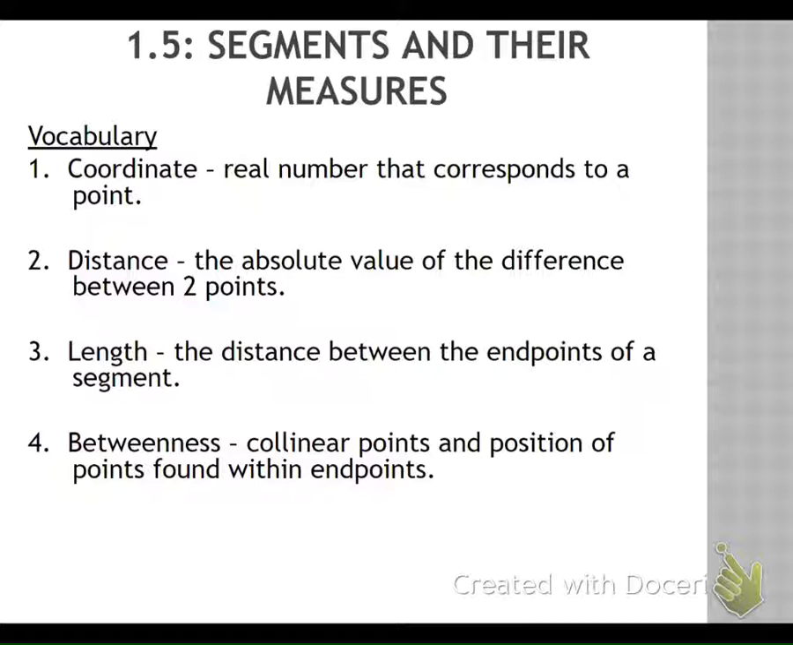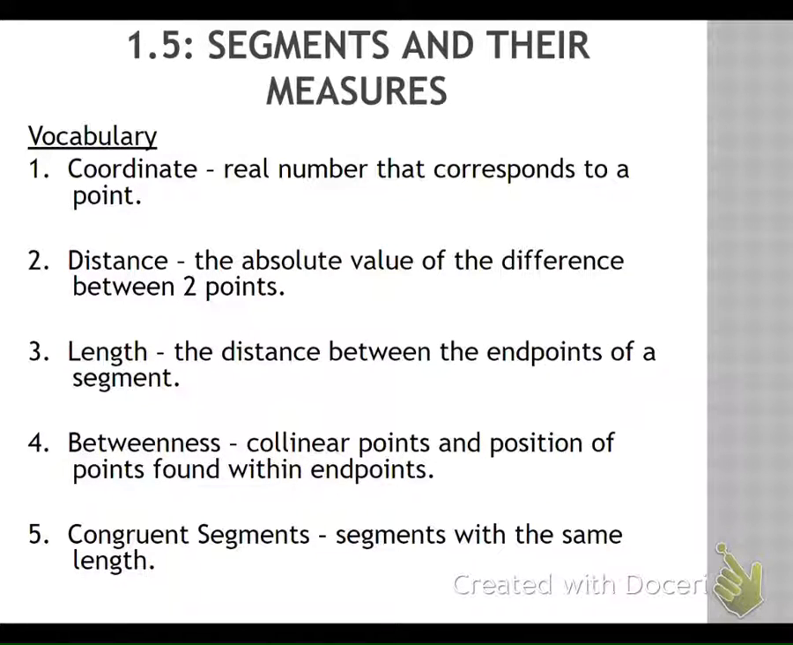Section 1.5 is going to be about segments and their measures. And our first part is a coordinate. A coordinate is a real number that corresponds to a point. We just plotted those points according to their coordinates on the coordinate plane. We also have distance. That's the absolute value of the difference between the 2 points. We have length, the distance between the endpoints of the segment. And then we have betweenness, the collinear points and the position of the points found within the endpoints.